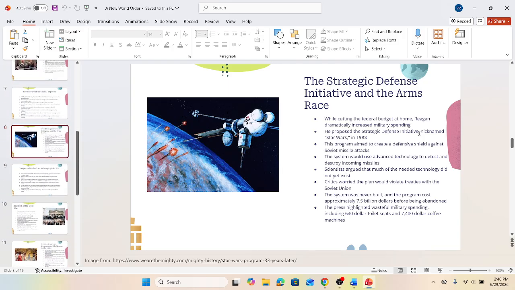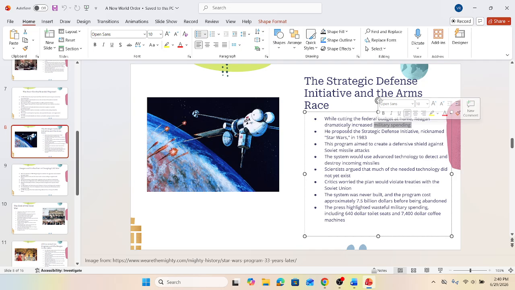So while cutting the federal budget at home, President Reagan dramatically increased military spending. He proposed the Strategic Defense Initiative, which was nicknamed Star Wars, and the program aimed to create a defensive shield against Soviet missile attacks, using advanced technology to detect and destroy incoming missiles. Scientists argued that much of the needed technology didn't exist yet, and critics worried that the plan would violate treaties with the Soviet Union. So the system was never built, and the program cost $7.5 billion before being abandoned.